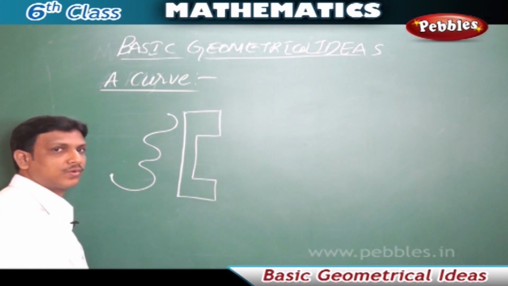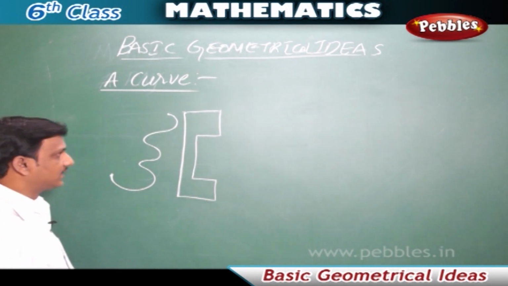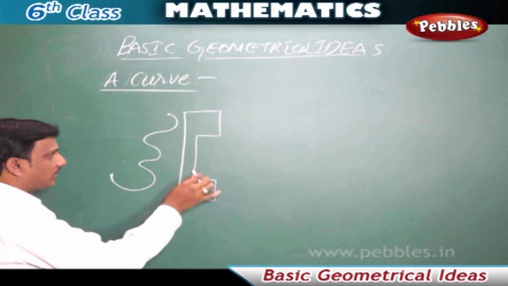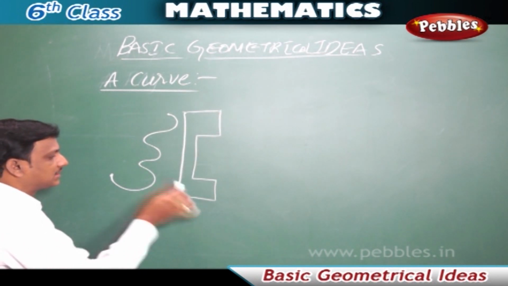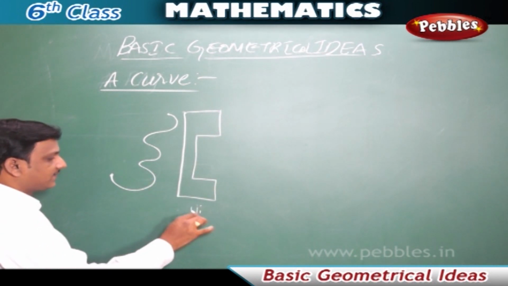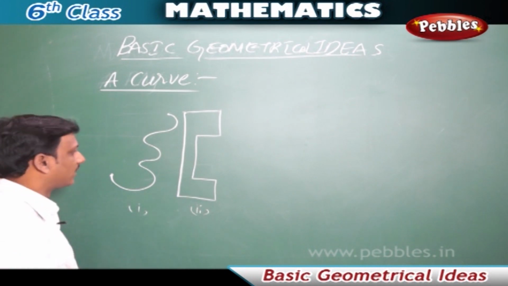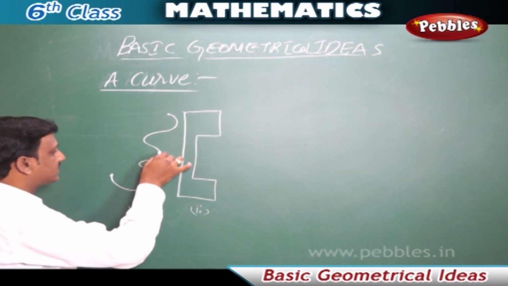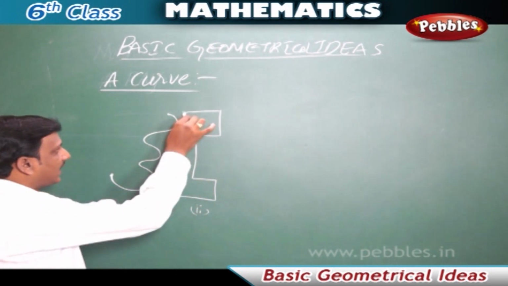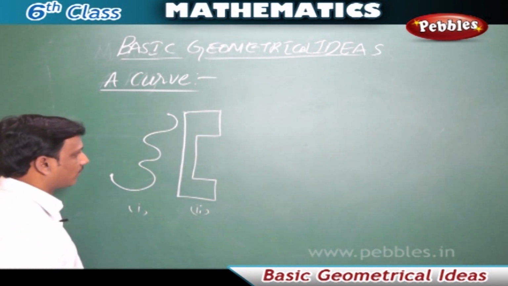I drew one more curve. This is also a curve. So here I drew this curve without lifting my pencil. So this is also a curve. What is the difference between this first one and second one? This curve is called open curve and this curve is called a closed curve.